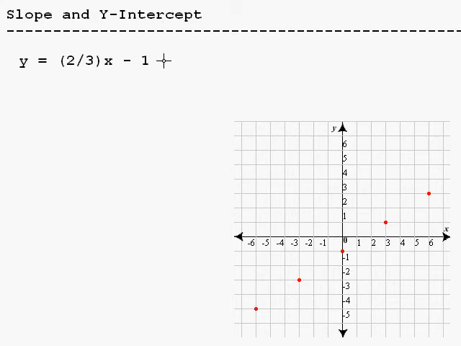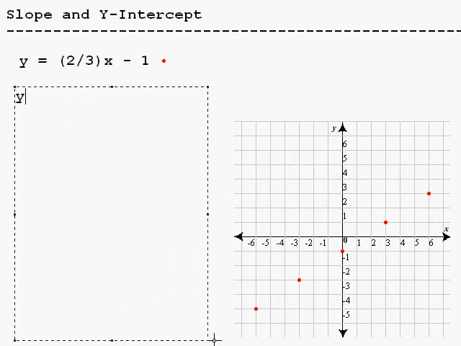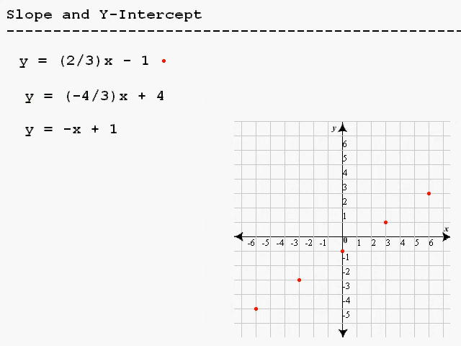So let's look at how a few other lines might look. Let's say y equals -4/3 x plus 4, and maybe, I don't know, -x plus 1. Okay, I'll do the second one. Whoops. I'll do the second one in blue.